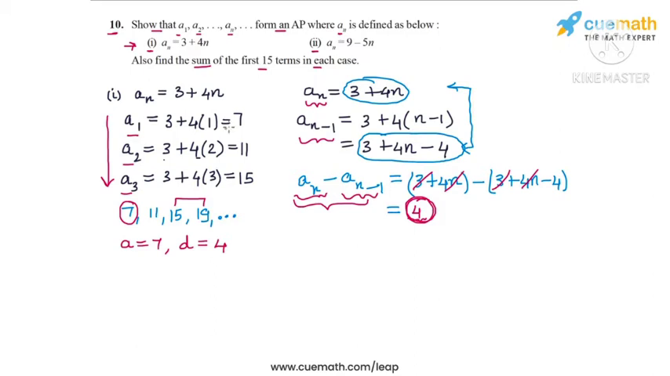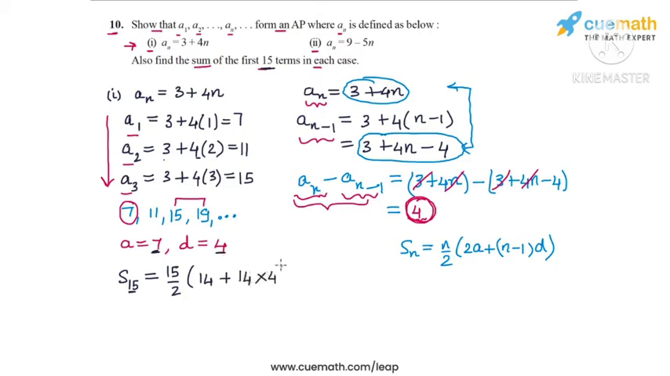Alright, now that we've done this, let's also find the sum of the first 15 terms. So we have to find S15. Let's use the formula for Sn, the sum of n terms, which is n by 2 times 2a plus n minus 1 times d. So S15 will be equal to 15 by 2 times 2a. a is 7, so 2a is 14, plus n minus 1. n is 15, so n minus 1 will be 14, into d. d is 4. So this is what we get.